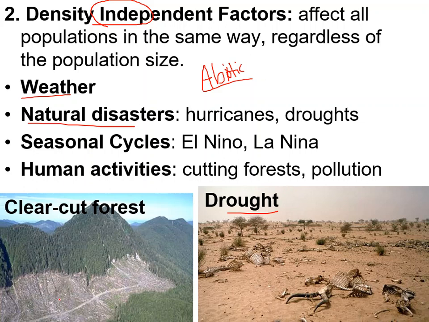Same thing if you were a squirrel that lived in a tree and the forest got clear cut, that will affect you regardless of how many other squirrels were also in that area. So again, these are density independent factors and they are abiotic.